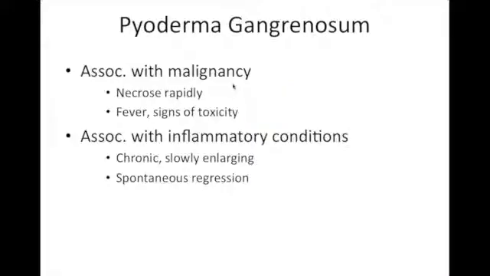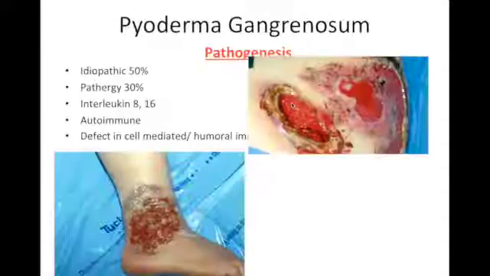We talked about how they can be associated with malignancy, and when they are, these tend to necrose rapidly. They may have signs of toxic symptoms. Inflammatory conditions are also slower. They don't grow as fast. They may spontaneously regress. Also, pyoderma gangrenosum tends to be a little more refractory to therapy. You really should consider an underlying malignancy.